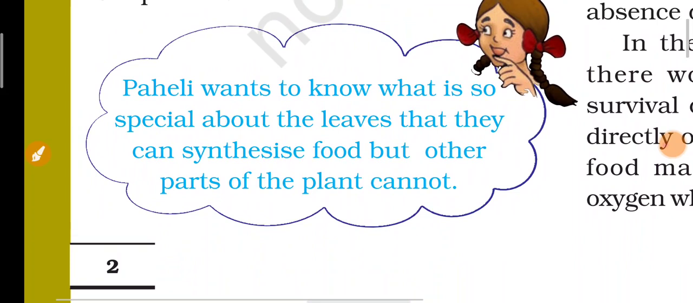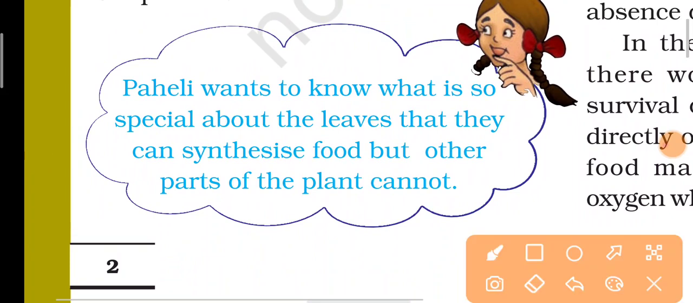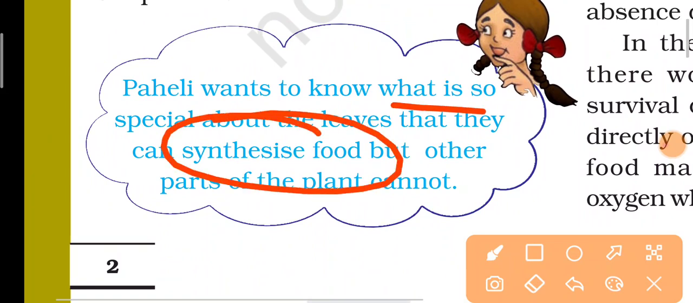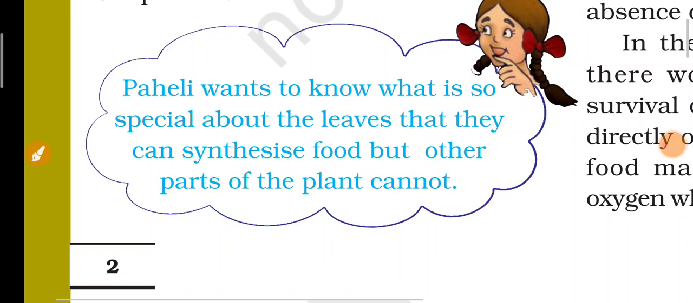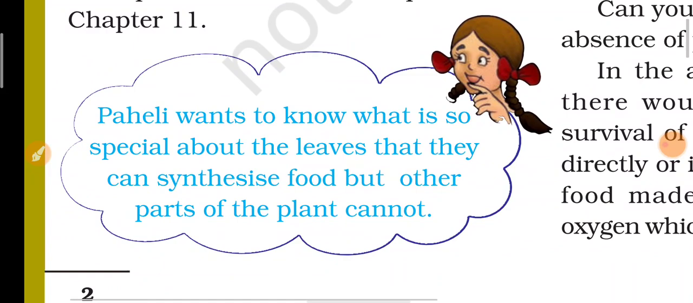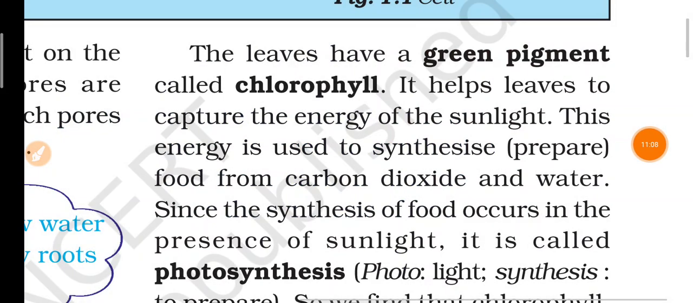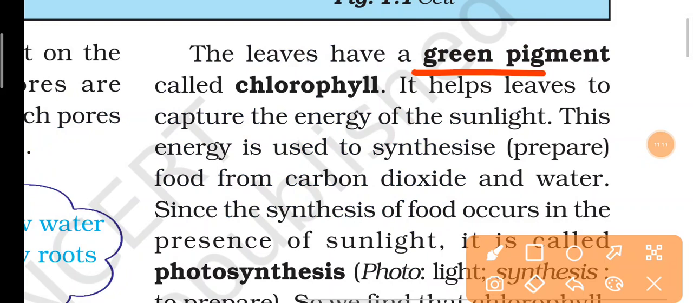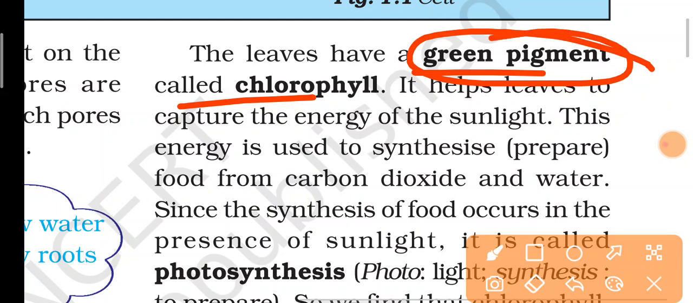Paheli wants to know what is so special about leaves that they can synthesize food but other parts of plants cannot. So here Paheli is wondering why the synthesis of food takes place only in the leaves but not in the other parts of plants. Let's see the answer now. The answer is leaves have a green pigment called chlorophyll, and this chlorophyll is the reason why leaves appear green.